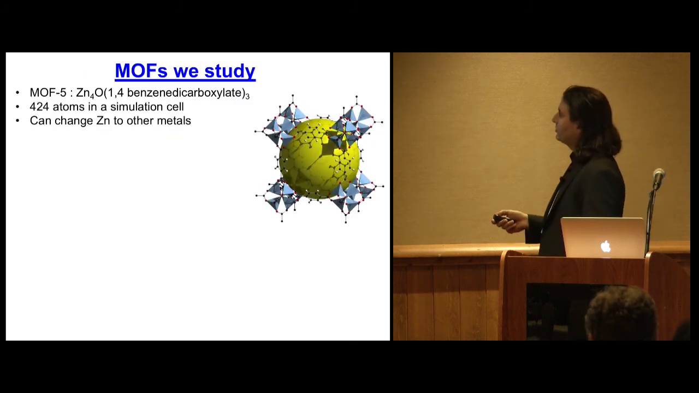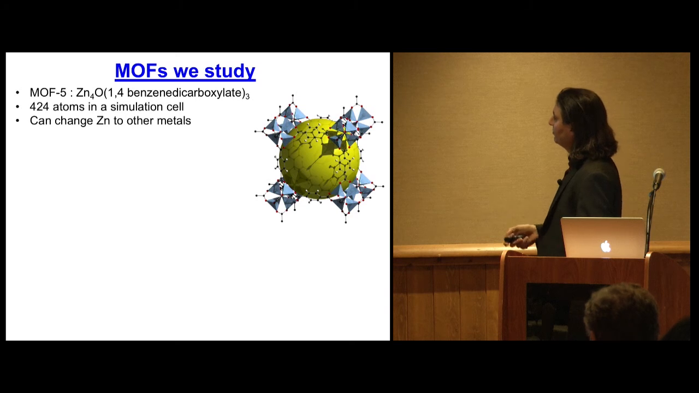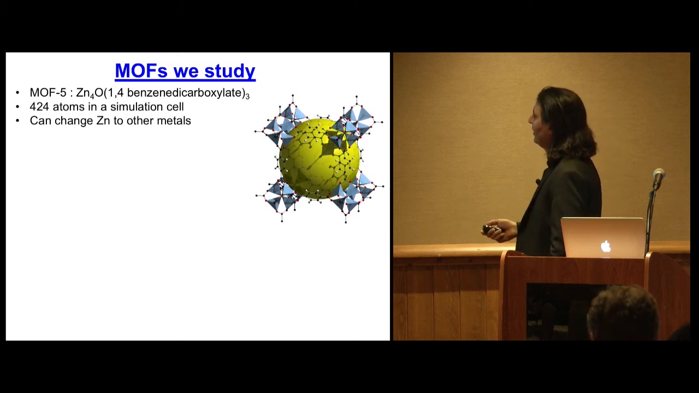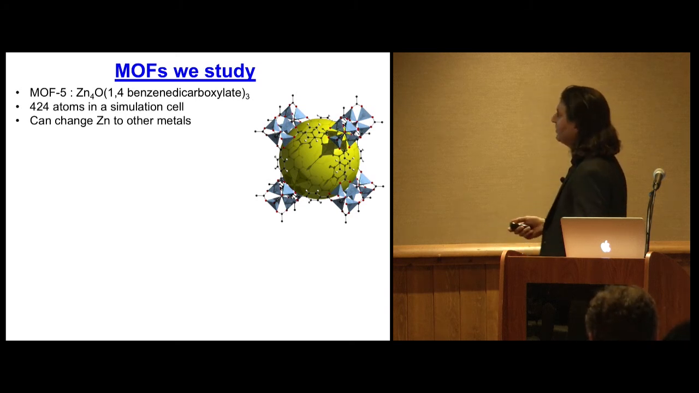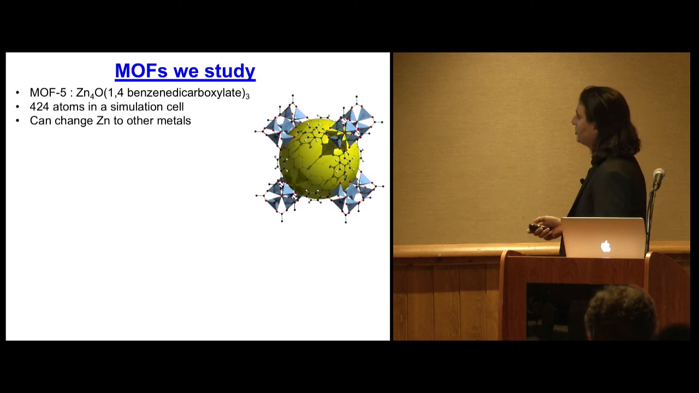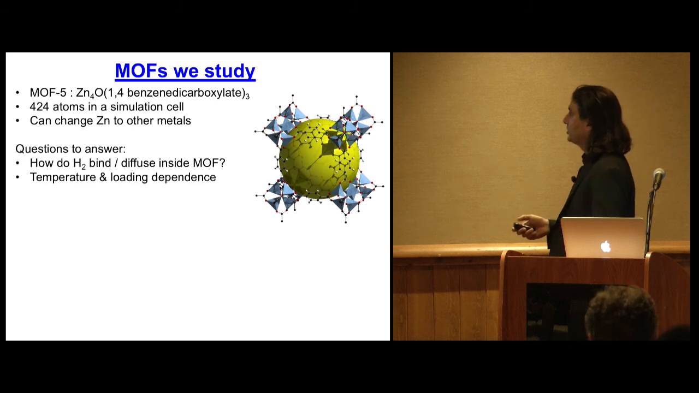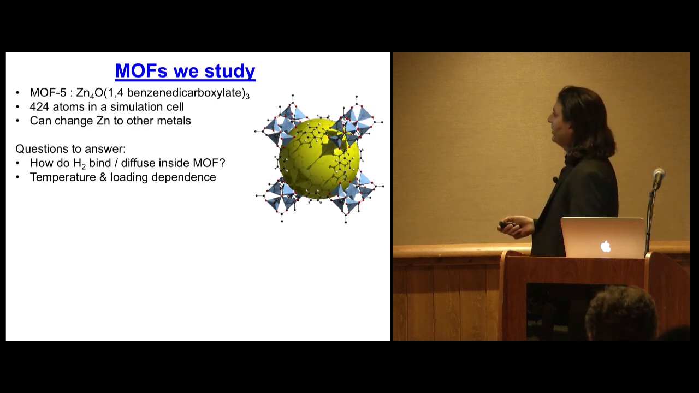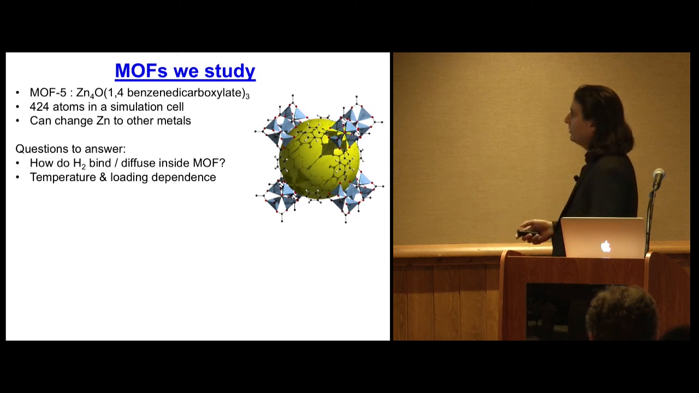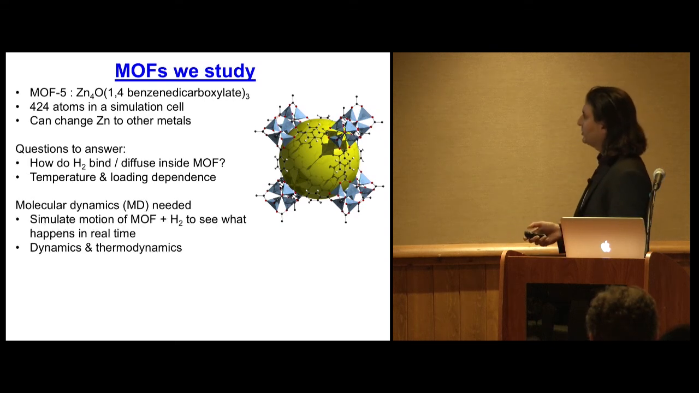All right, so here's the official one we're studying. It's this wonderful chemical name. It's got 424 atoms in the simulation cell, and the idea is to change zincs to other metals and see if things change. How does the hydrogen bind and diffuse inside, and what's the temperature and loading dependence? These are the questions we like to answer.